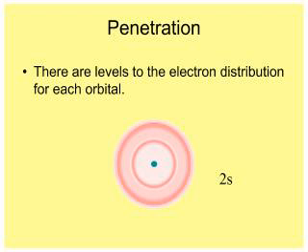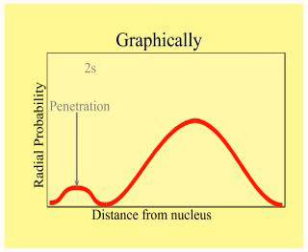Penetration. There are levels to the electron distribution for each orbital. So this is the 2s, and it's got different regions where the electron is more likely to be. This picture, I suppose, I don't like all that much, except it looks like a bullseye. So there are levels to the electron distribution for each orbital, the levels referring to how close you are to the nucleus and how far away from the nucleus you get.